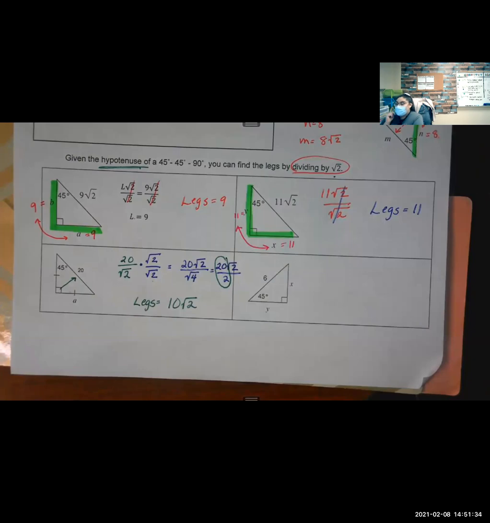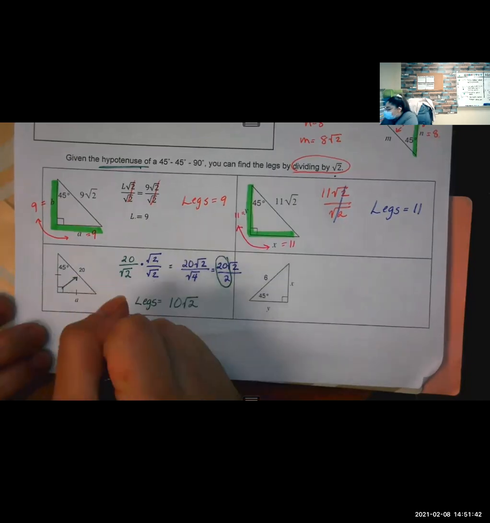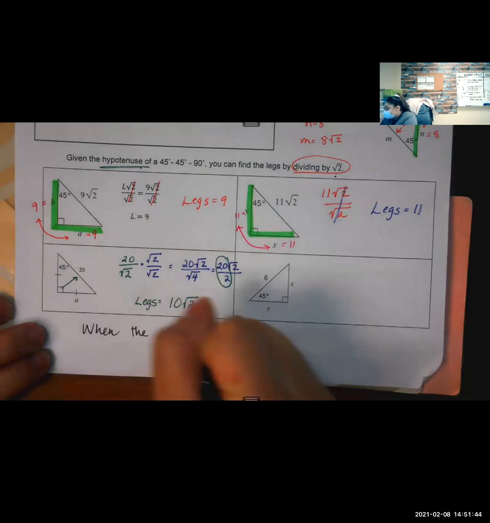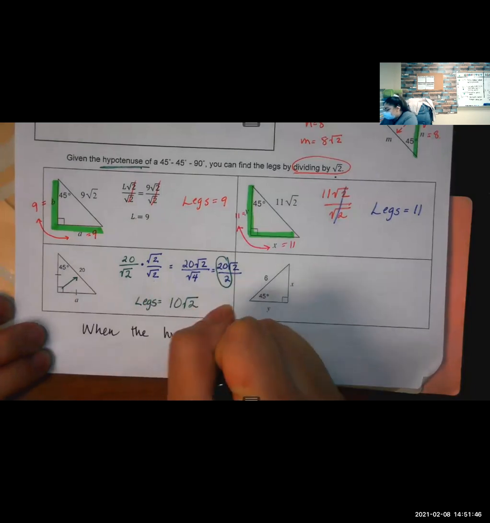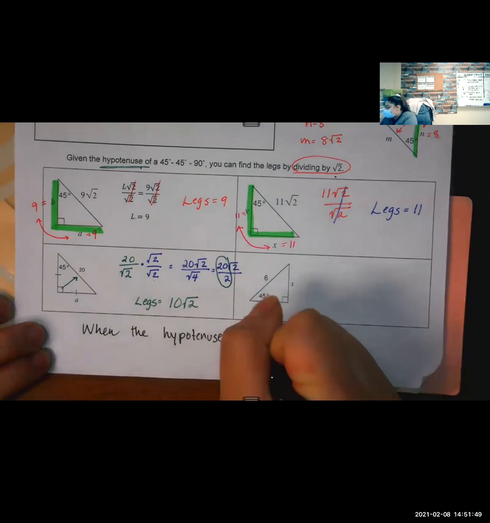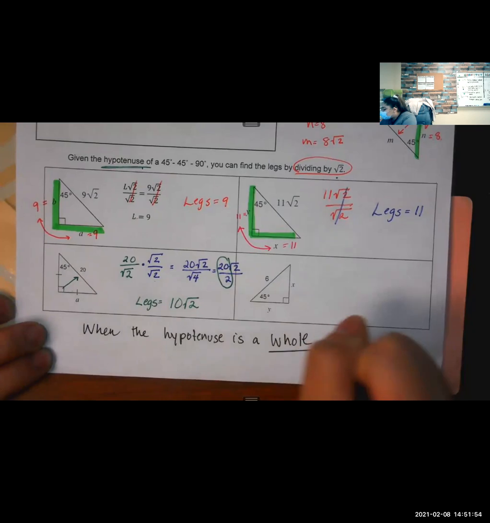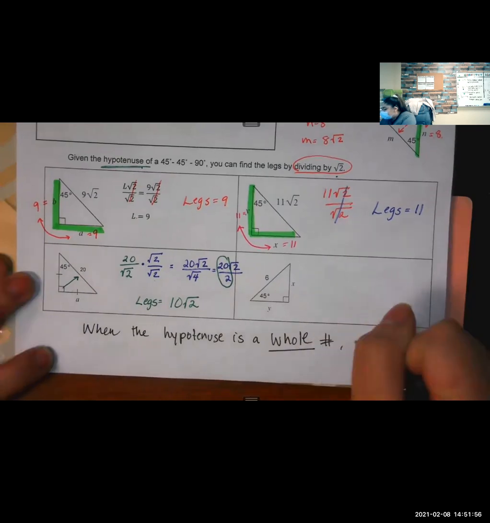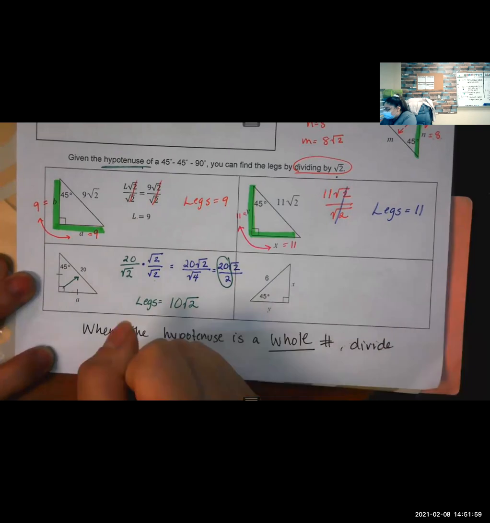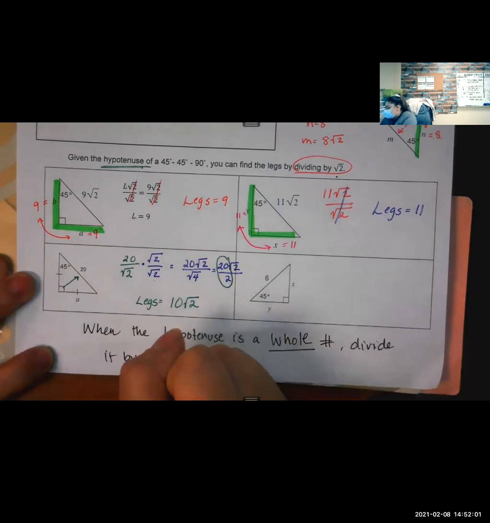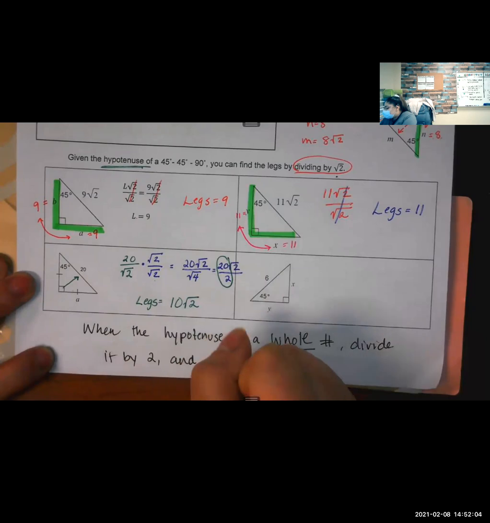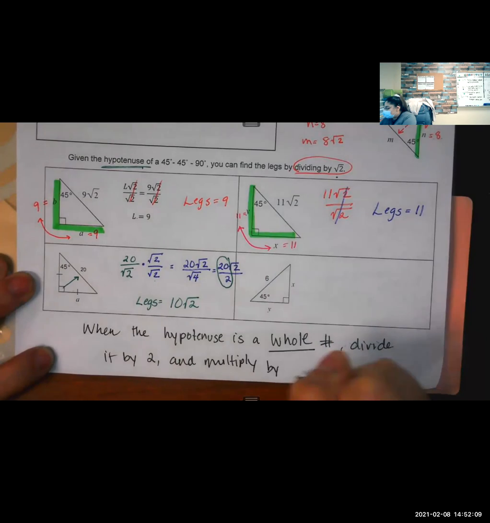But there's a shortcut that I want to show you guys. And the shortcut is when the hypotenuse is a whole number, and the key word here is whole number, you will divide it by 2, and multiply by the square root of 2.